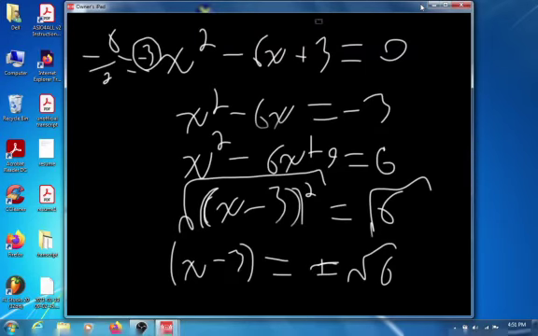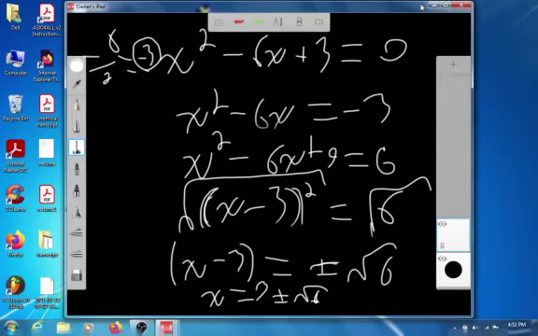And from there, we're going to add 3 to both sides. So we're going to get x is equal to 3 plus or minus the square root of 6. And we're done. We solved this quadratic equation.